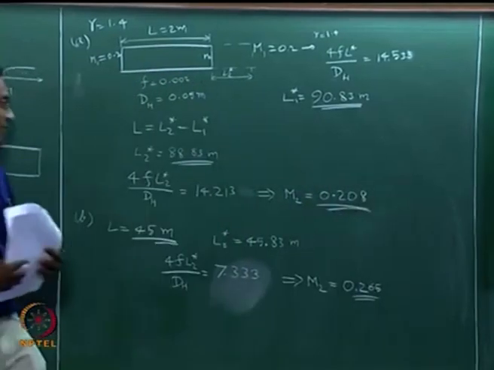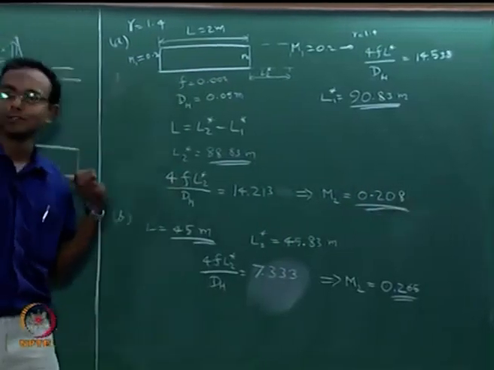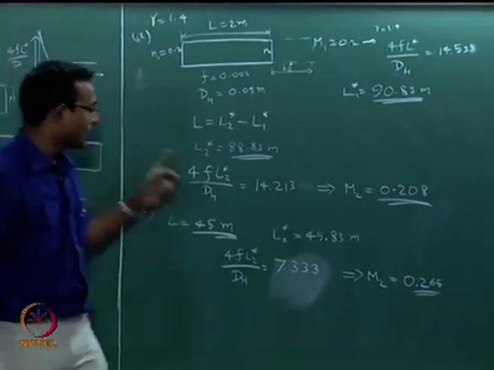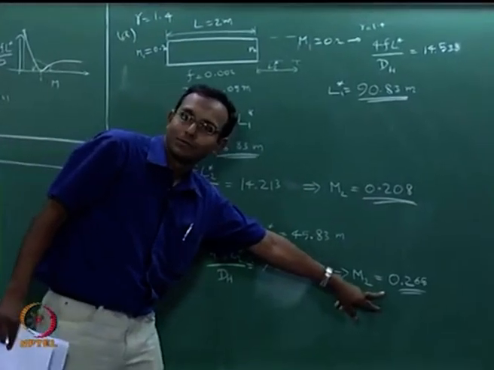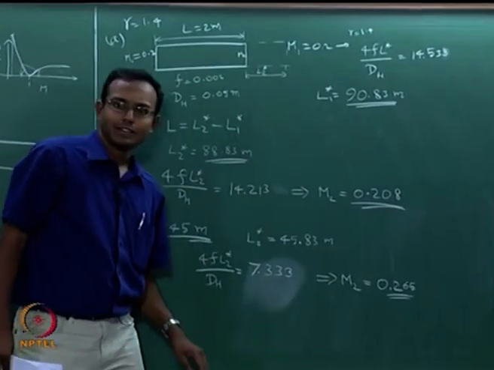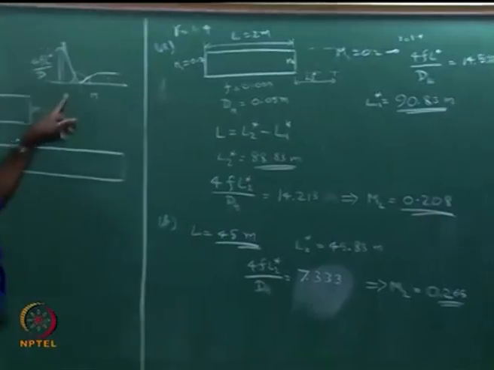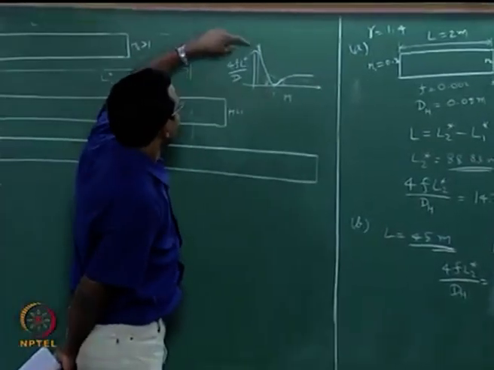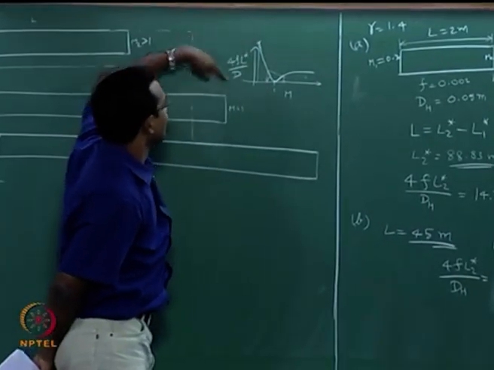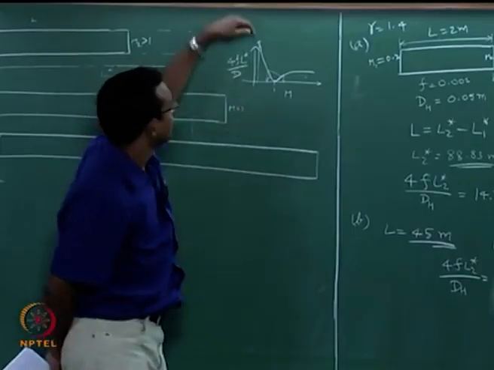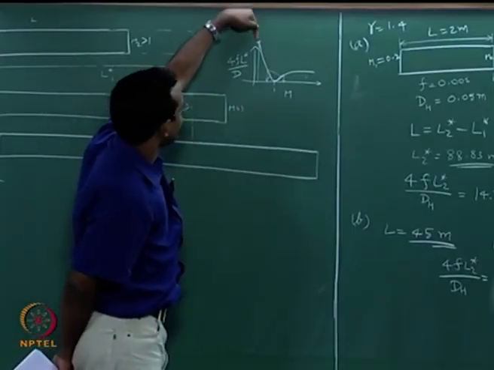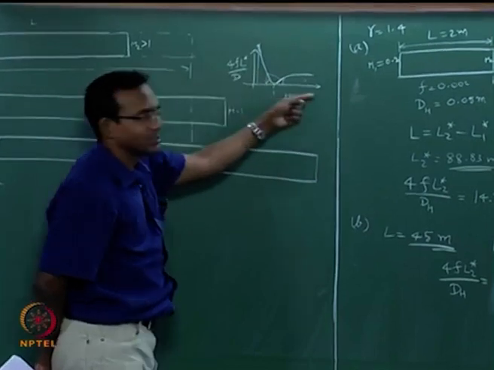You still find that even if I go halfway through to L star, it has not gone too much away from Mach 0.2. Okay. This is the idea of this particular curve. I will go back to this curve. I am having 4f L star by d versus Mach number.